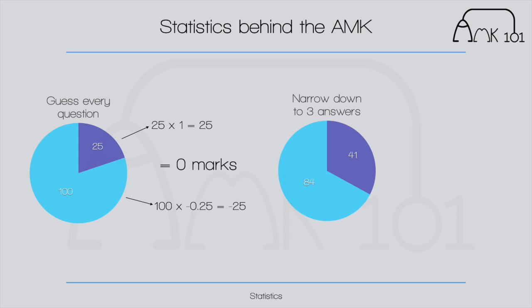If you narrow it down to 3 answers, you should get 1 in every 3 questions correct. So this would be roughly 41 questions that you'd get correct. So 41 times plus 1, 41. And that would leave you with 84 questions roughly that you would get incorrect. So 84 times minus 0.25 leaves you at minus 20.25. So add the two together and we come to a nice shiny 20 marks.